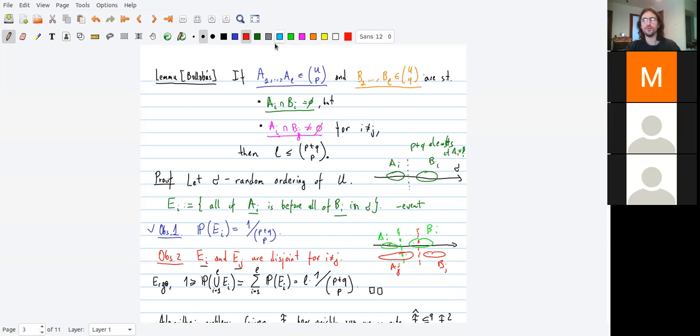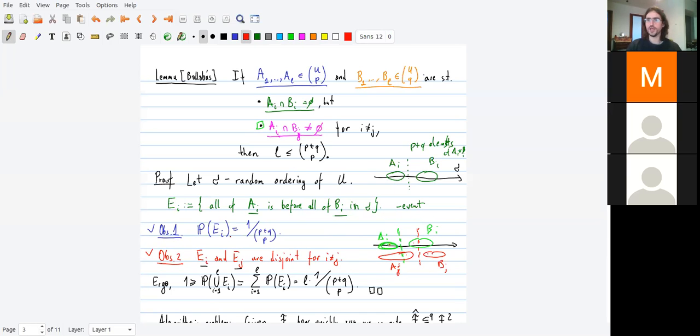And in both cases, you see that this A_i, because it is before the green line, which is before the red line, which is before all of B_j, this implies that A_i and B_j must be entirely disjoint. And of course, if the green line was to the right of the red line, then A_j and B_i would be disjoint, which is a contradiction with this condition. Right, so we have the second observation that the events E_i are pairwise disjoint.